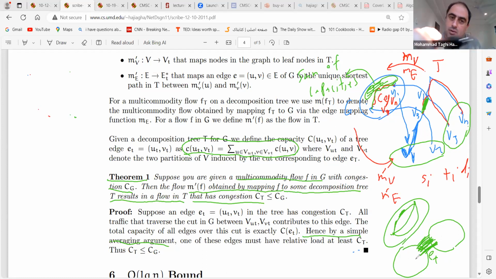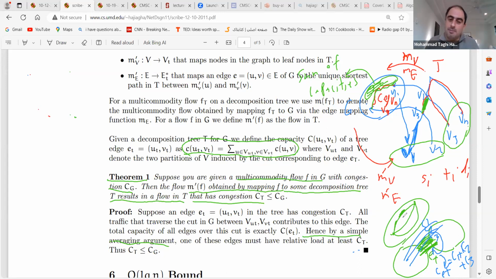Whenever you consider this one, there are these two sets. Again, the capacity of this edge would be the sum of these capacities, say C1, C2, C3. What is the capacity of this edge? C of ET is equal to C1 plus C2. Now, you have some total traffic that goes through this edge with this capacity. So you can just take a simple averaging and know that the traffic that goes through this edge would be at most the traffic of an individual edge in the graph.